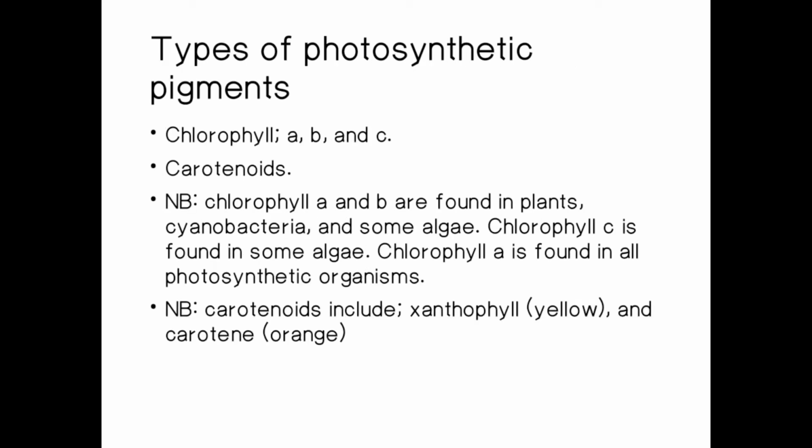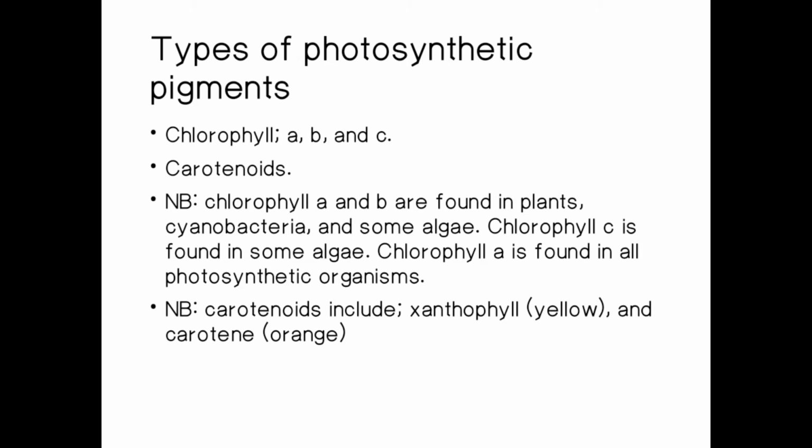We have chlorophyll A, B, and C. Now, all photosynthetic organisms must have chlorophyll A. Then some organisms have chlorophyll A and B. Then others have A and C. But as a must, they must have what? A. Chlorophyll A must be there. Then it can be chlorophyll A and B, or chlorophyll A and C.